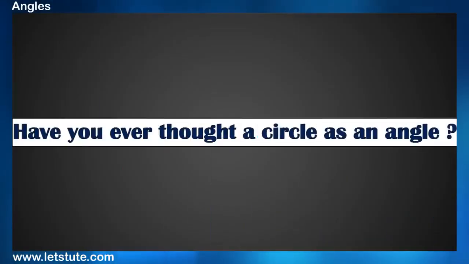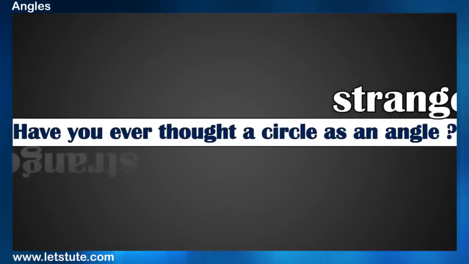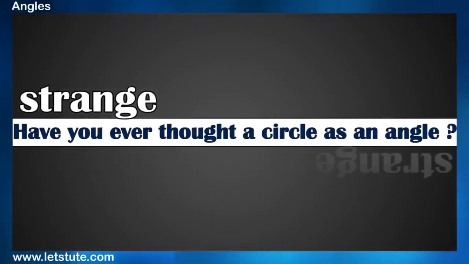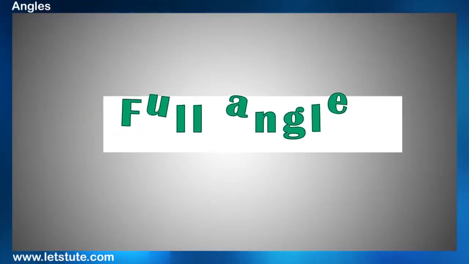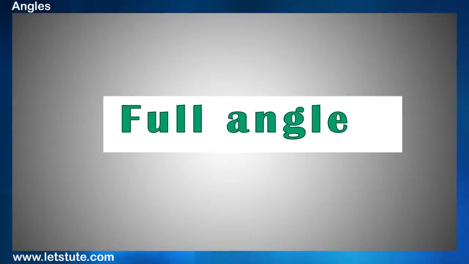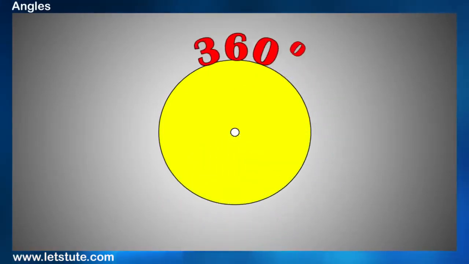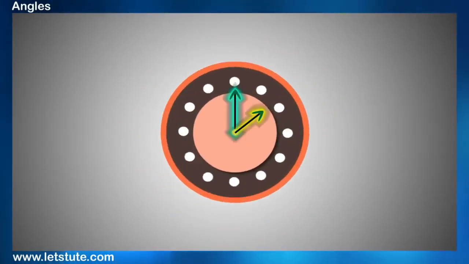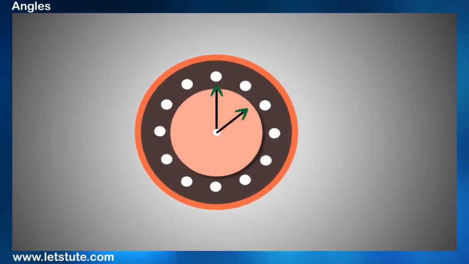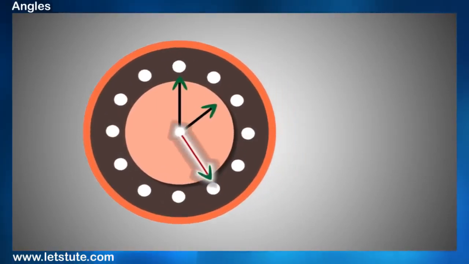Have you ever thought of a circle as an angle? Well, it's strange, right? But then this is called a full angle, and the measure of this angle is exactly 360 degrees. If we see the clocks, there were only two hands. So let's take a watch with the third hand also.